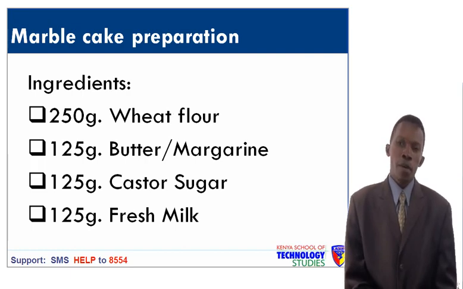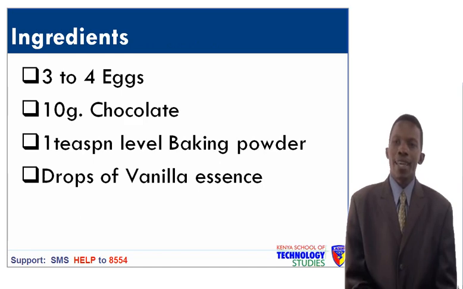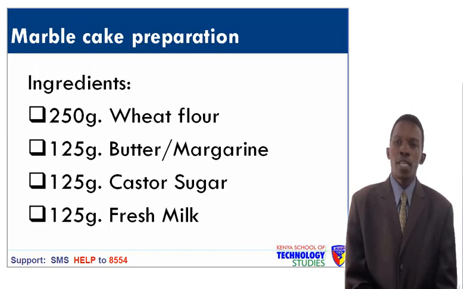Marble cake preparation. The ingredients for marble cake are wheat flour, butter or margarine, castor sugar, fresh milk, eggs, chocolate, baking powder, vanilla essence. The quantities of the ingredients depend on the size of the marble cake you want to make. But the ratio of wheat flour to butter or margarine, castor sugar and fresh milk should be 2:1.